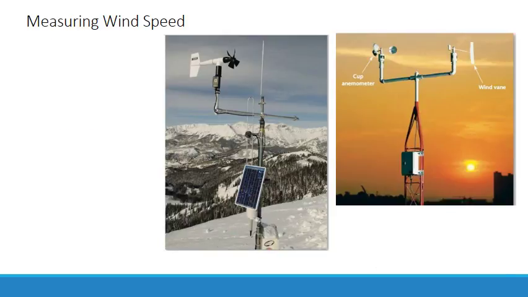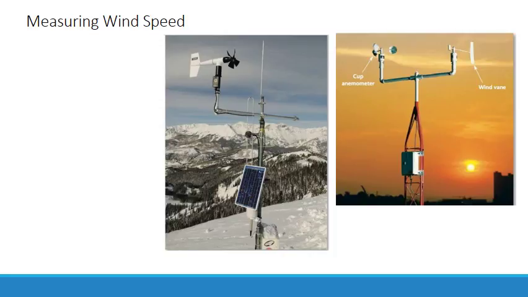Wind speed is often measured with a cup anemometer, which has a dial much like the speedometer of an automobile. So you can see in the picture on the right, there's a cup anemometer. Sometimes an arrow vane is used instead of a wind vane and cup anemometer. That picture on the left is an instrument that looks like a wind vane, but it has a propeller on one end.